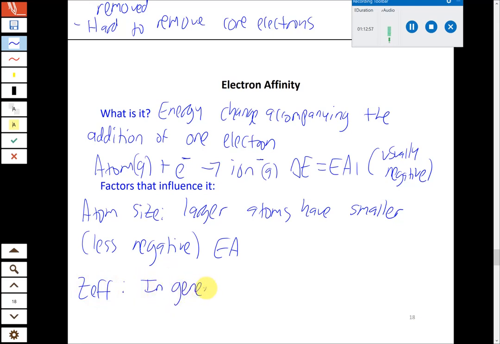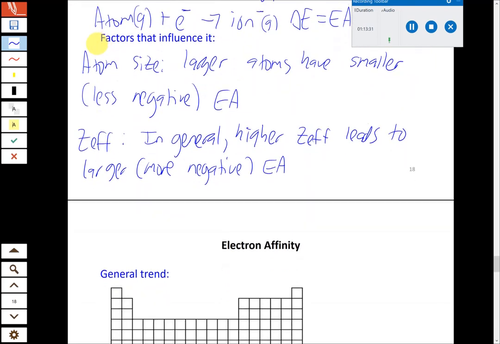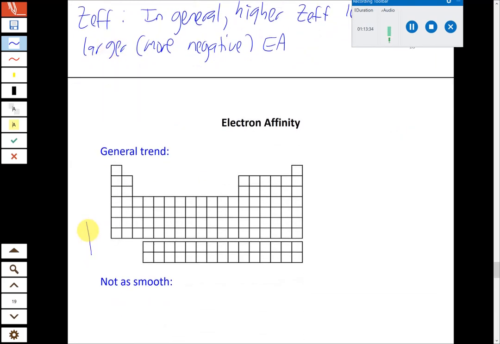So in most cases, as you increase the effective nuclear charge going left to right, that leads to larger, or what we say is more negative, electron affinities. Okay, so the trend is very similar to ionization energy. It actually has the same periodic trend. It increases as you go from the bottom to the top of the periodic table, and it increases as you move left to right. That again is the basic trend. So we'll draw that out here, increasing bottom to the top, increasing left to right.